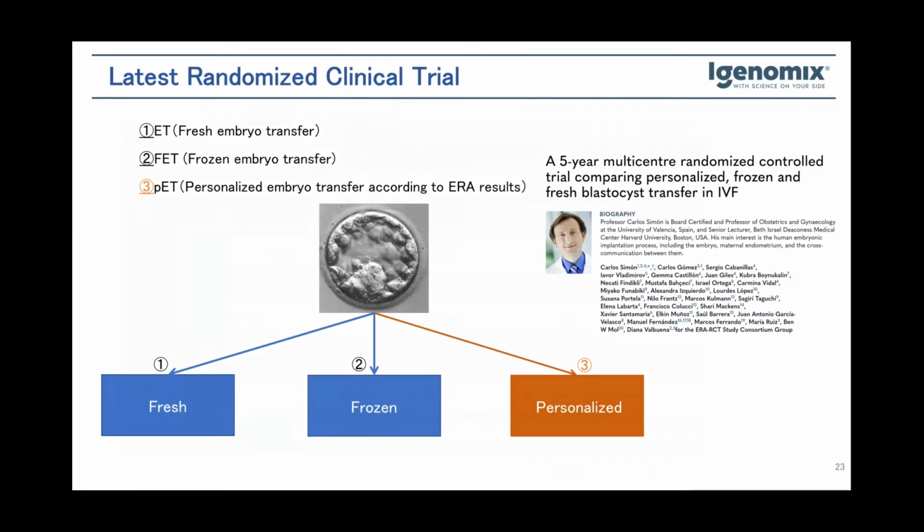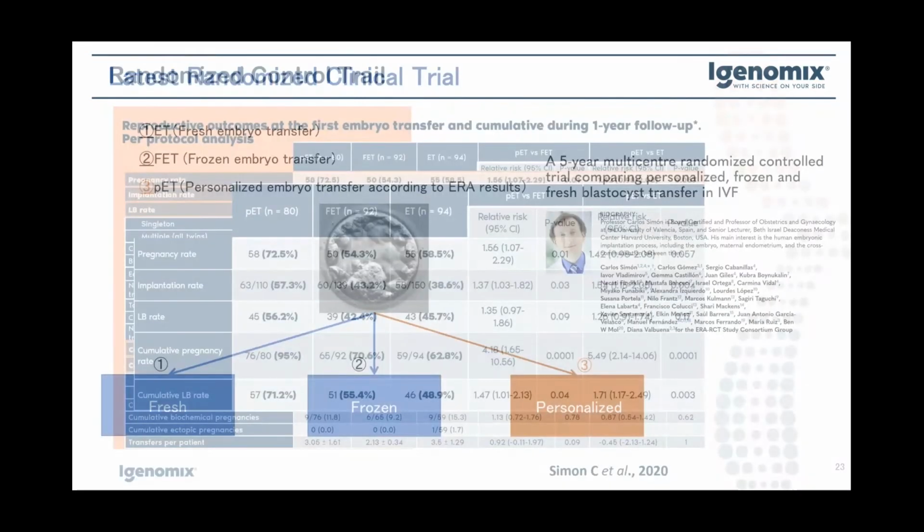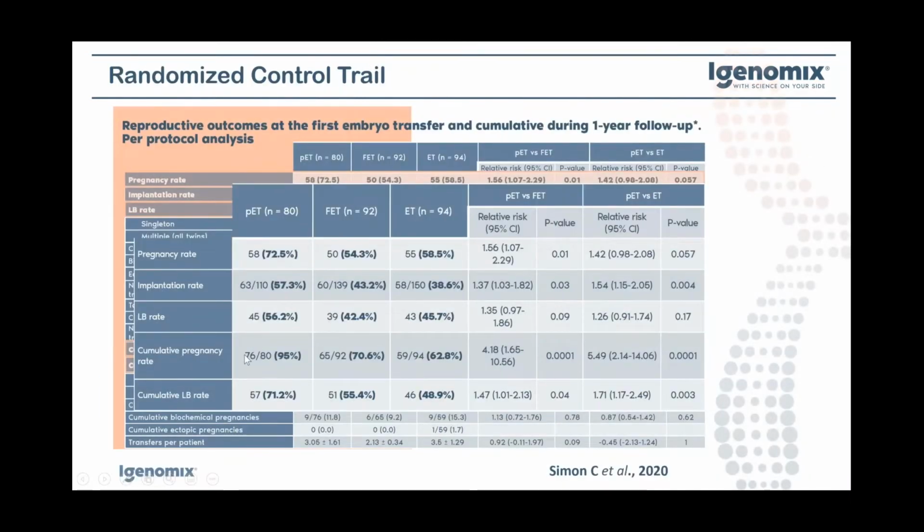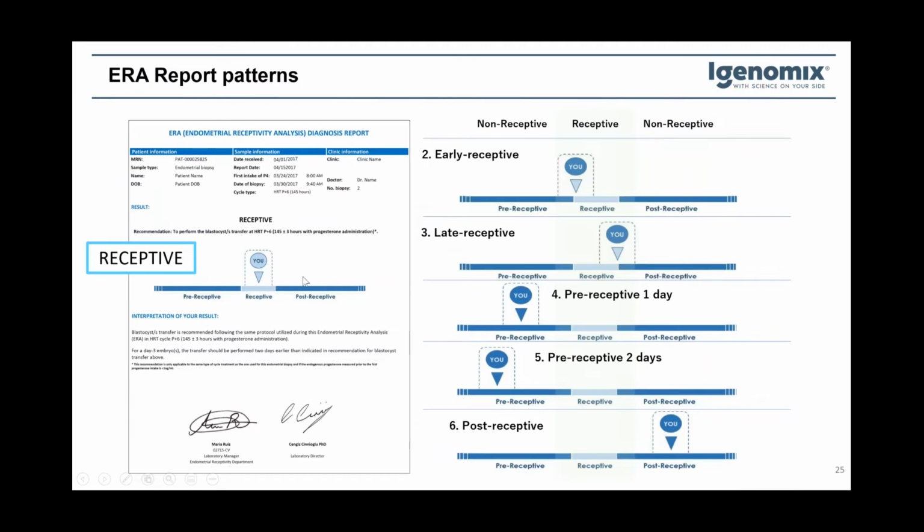And you can see that for pregnancy rate and live birth rate, or cumulative pregnancy rate and cumulative live birth rate, our personalized embryo transfer does contribute to a better clinical outcome. So you can see that we have 6 patterns of results.